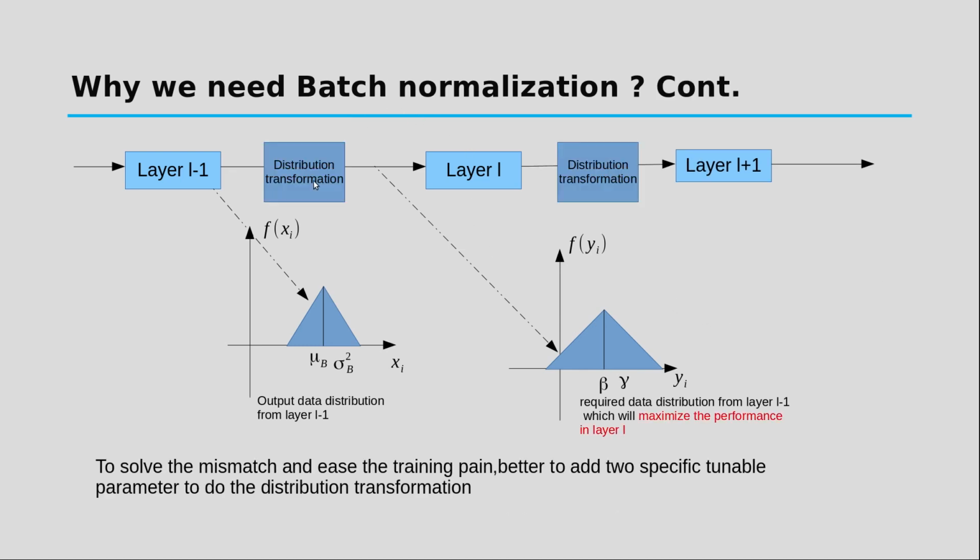So we add a distribution transformation between these two layers to transform this distribution to match this requirement by training. I mean, by training they learn a good distribution transformation parameter to transform this output data distribution from layer L-1 to match the input required by layer L.